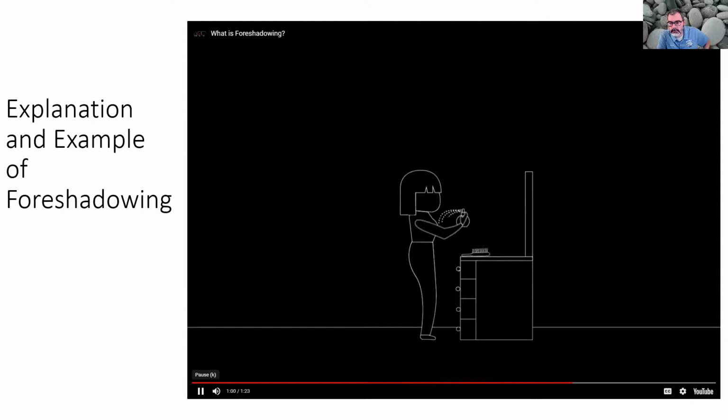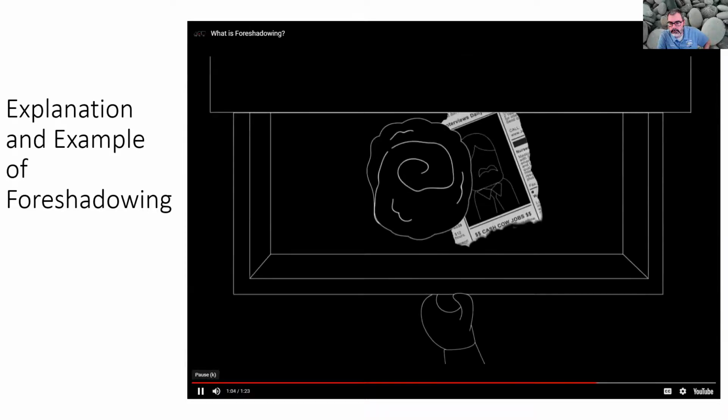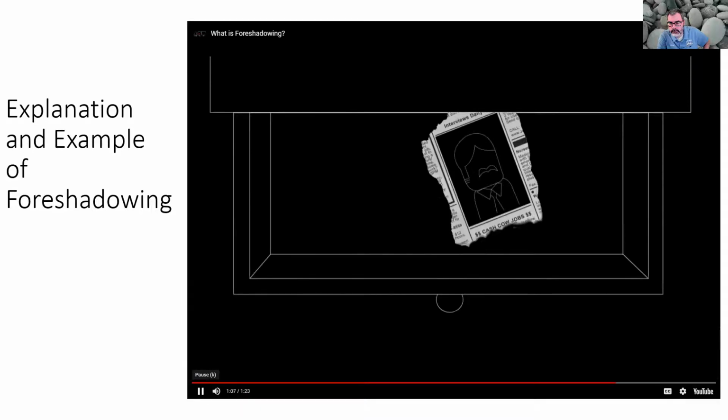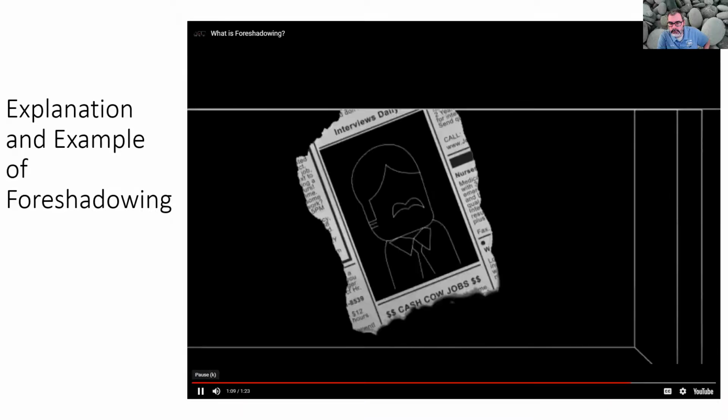What about this situation? Who is the man in the photograph? What might the photograph be foreshadowing?